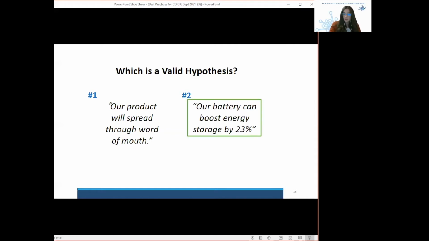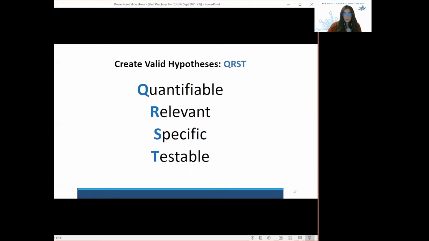The second one here is correct because it's falsifiable. It's also quantified, which always makes for a really strong hypothesis. A good or a strong hypothesis adheres to what we call the QRST law. And QRST stands for quantifiable, relevant, specific, and testable.